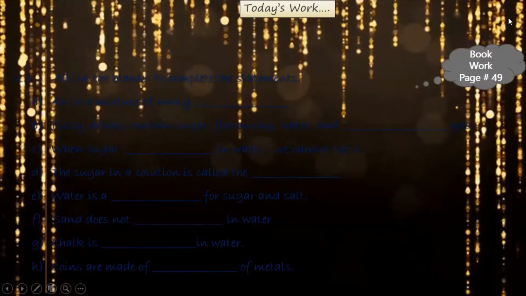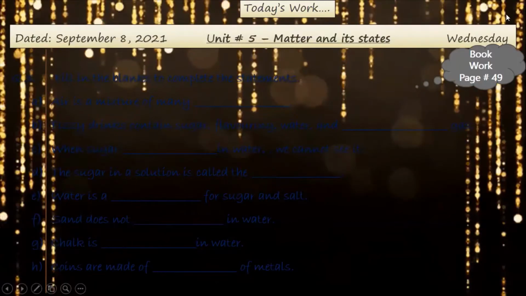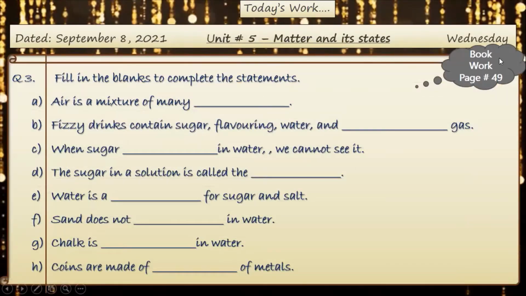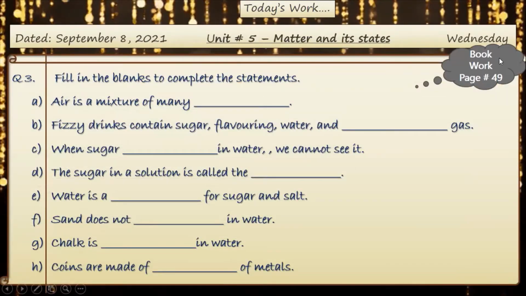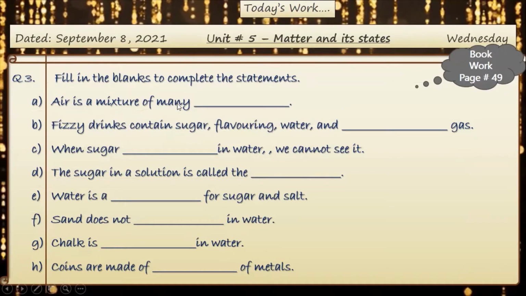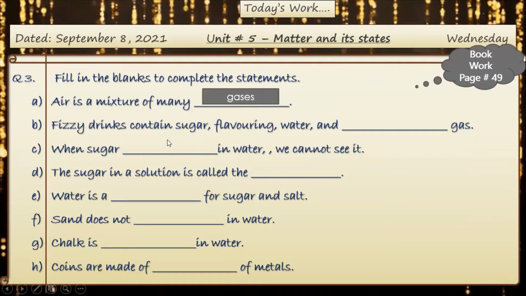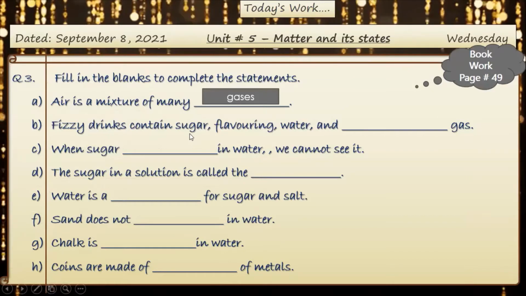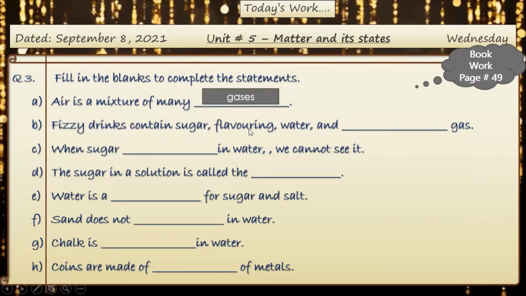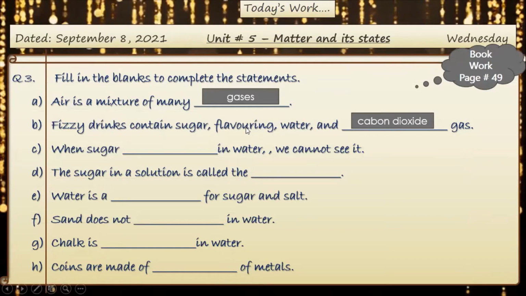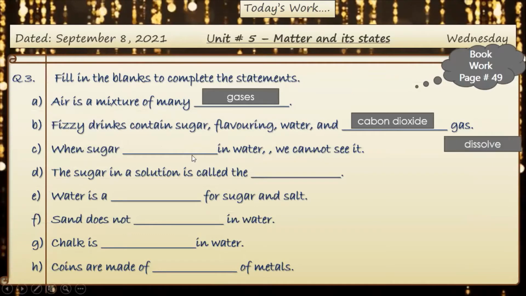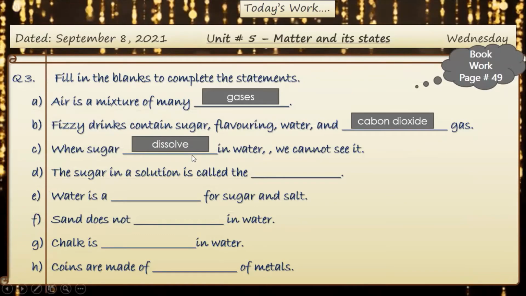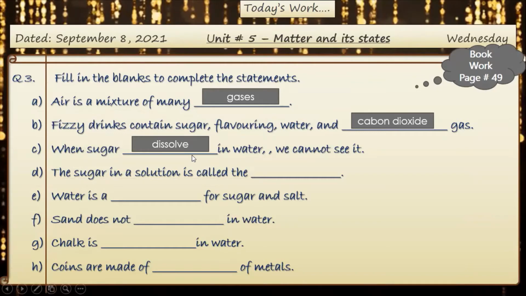Another work is on your book, page number 49. Question number 3, fill in the blanks to complete the statements. Air is a mixture of many gases. Fizzy drinks contain sugar, flavoring, water, and carbon dioxide gas. When sugar dissolves in water, we cannot see it.